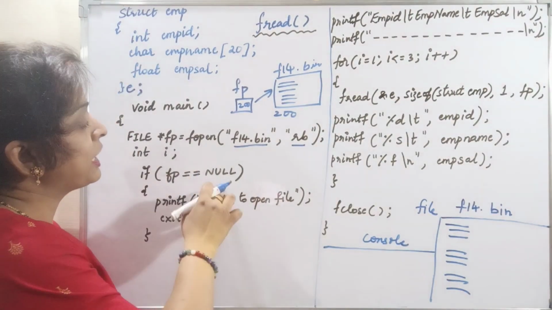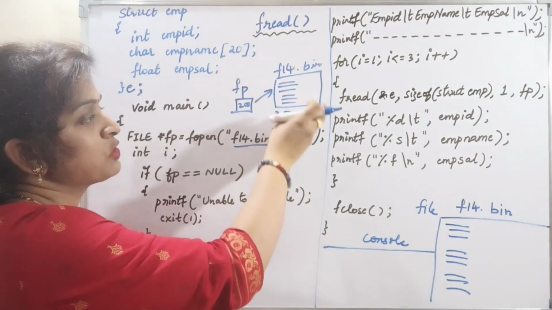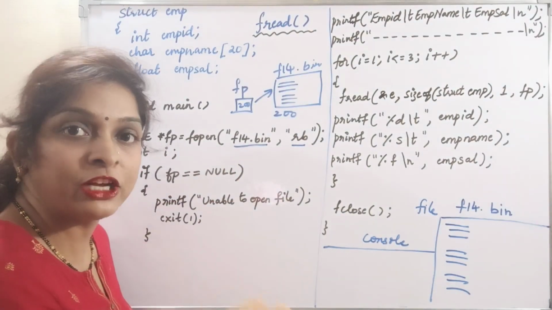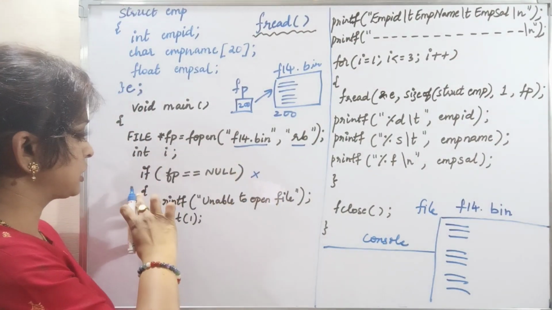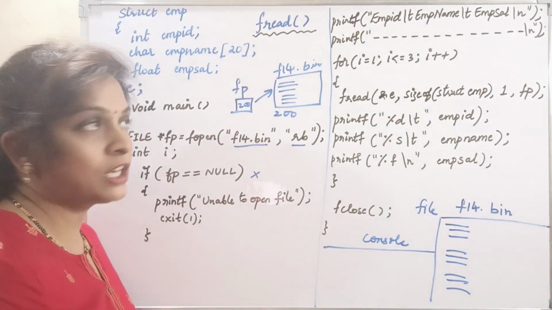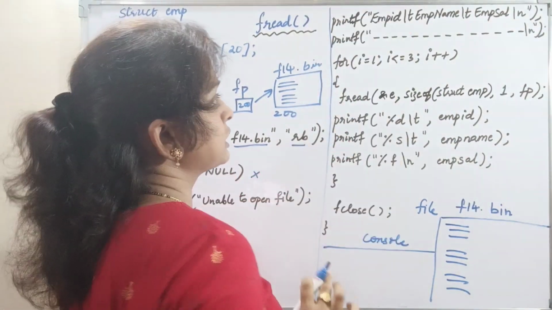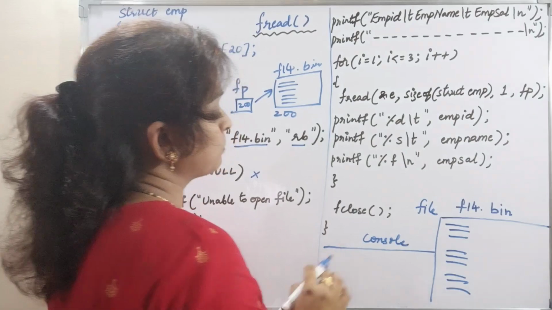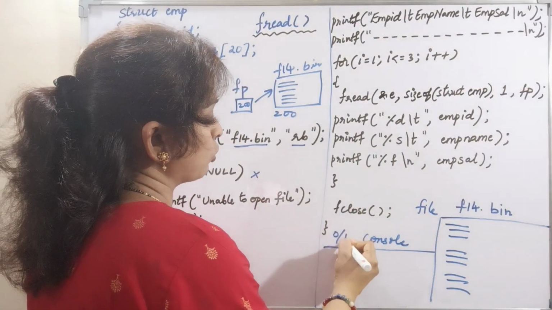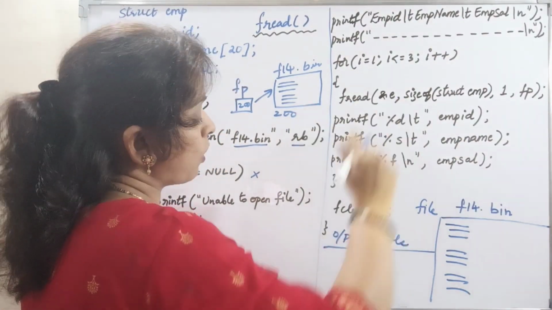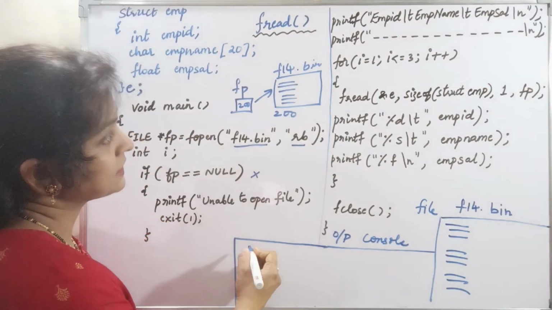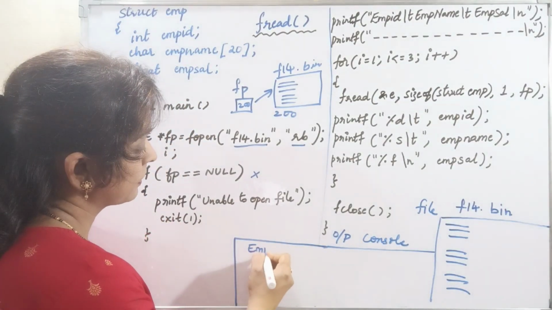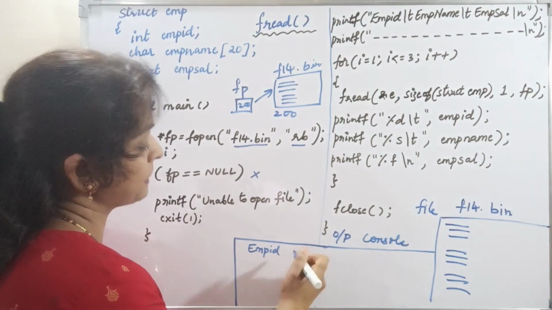So now fp equal to null? No, it is pointing to some location of the file f14.bin. So it is not equal to null, condition not satisfied, this block will not be executed, control will be to this point. So what I am doing in the output screen, that is the output, I am printing all the headings like this. I say emp id a tab space.